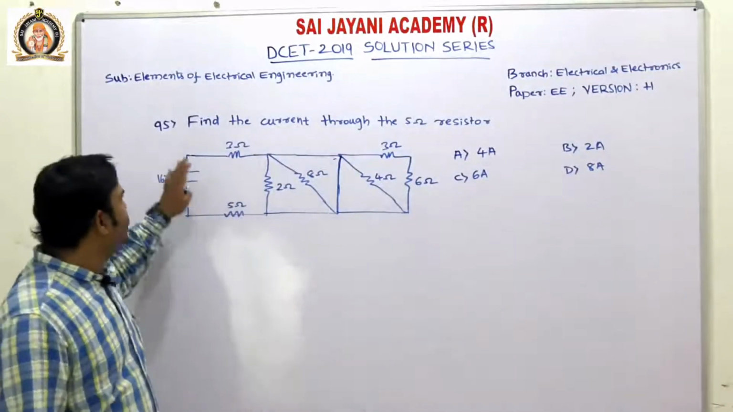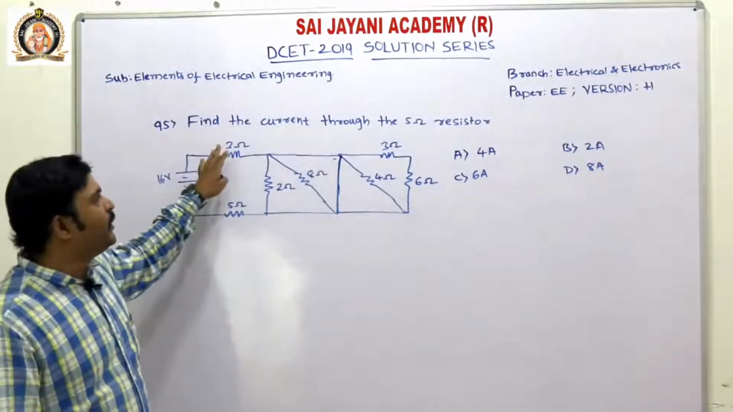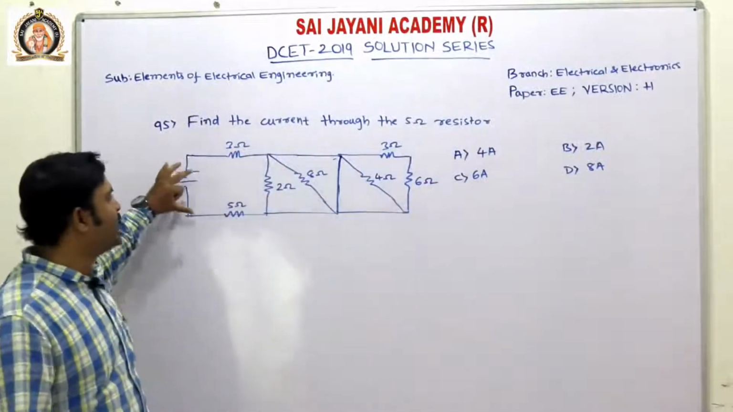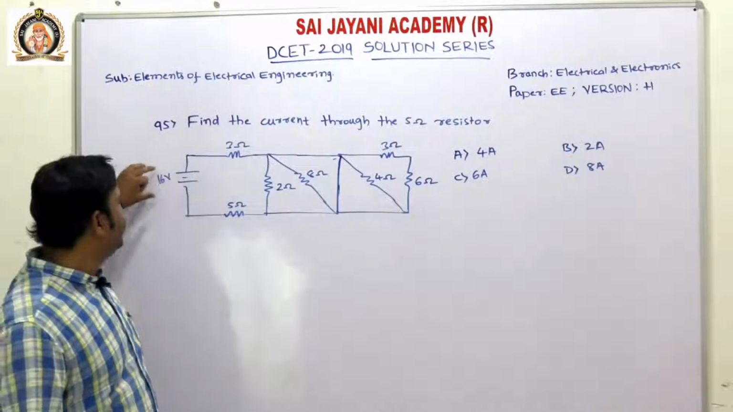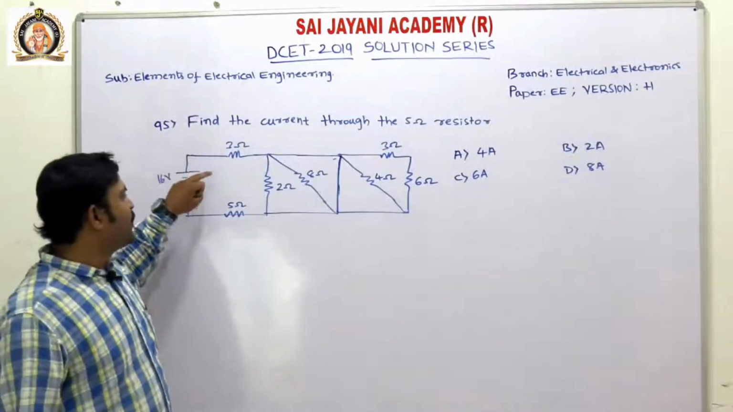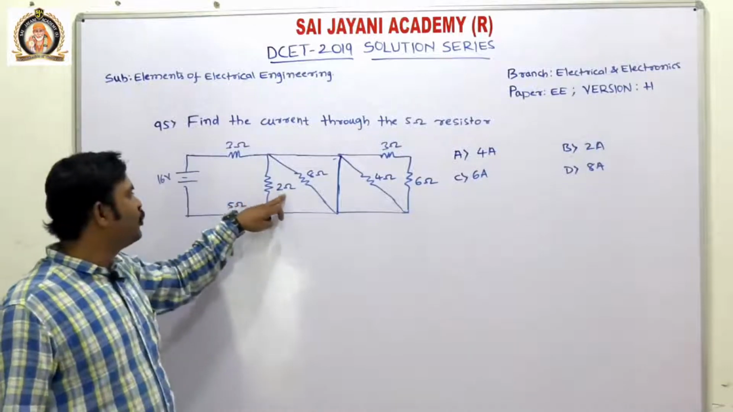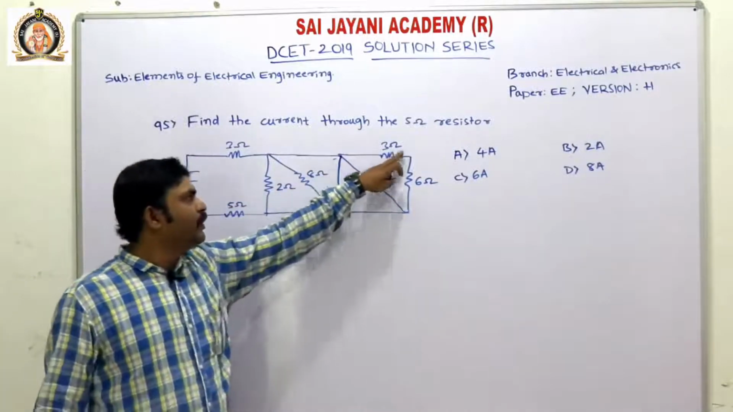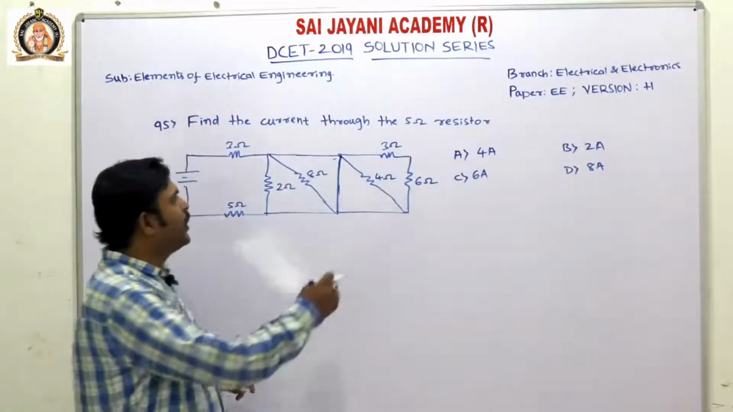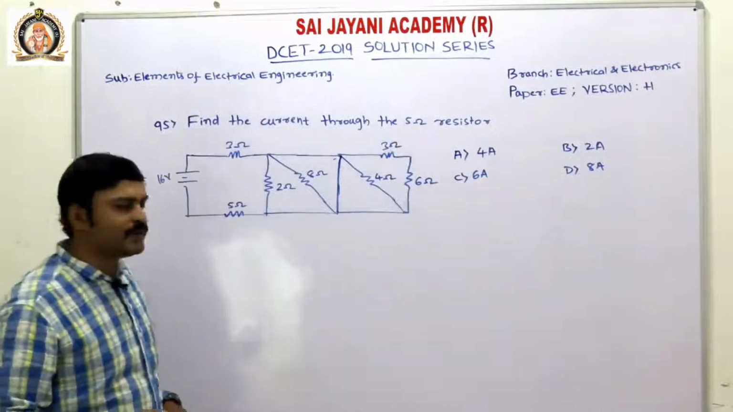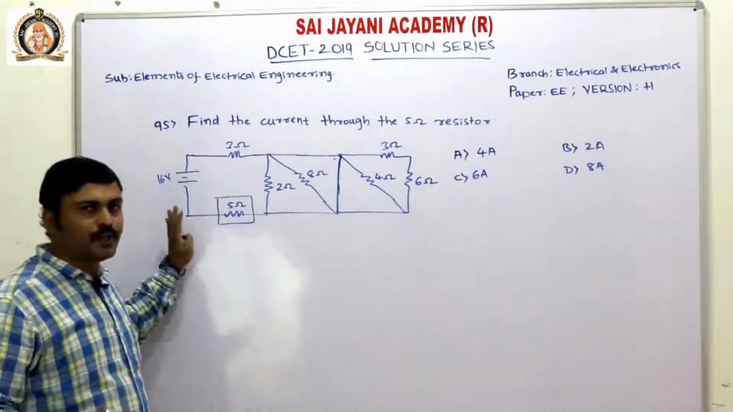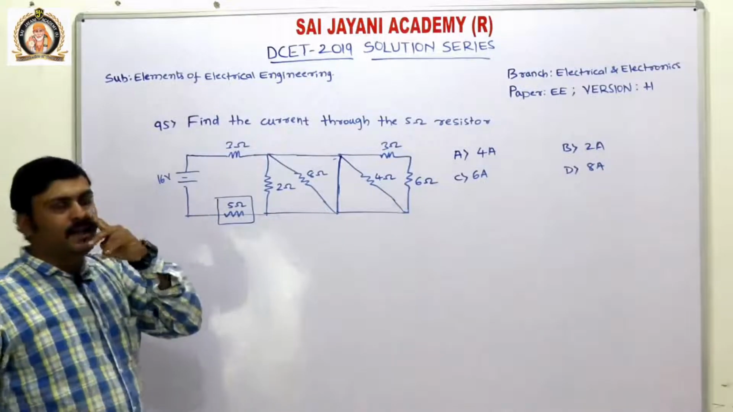Now the question number 95. Find the current through the 5 ohm resistor. The circuit is given. Here the source is 16 volts DC, with a 3 ohm resistor, 5 ohm resistor, 2 ohm, 8 ohm, 3 ohm, 4 ohm and 6 ohm resistors. The circuit is like this. What we need to find is the current through the 5 ohm resistor. This is the resistor.